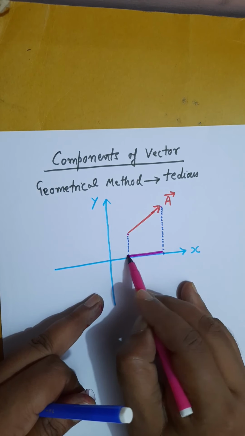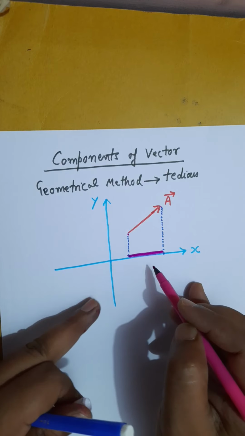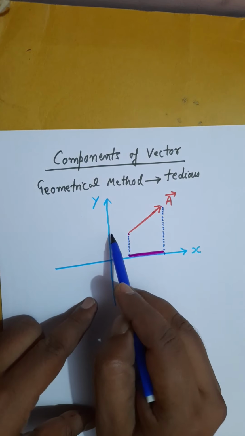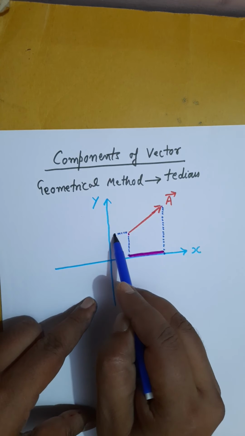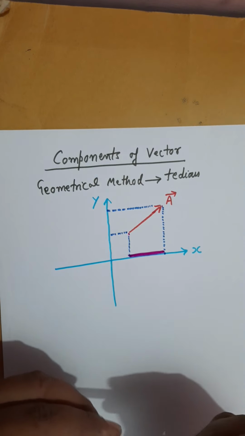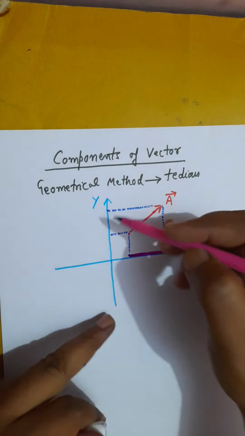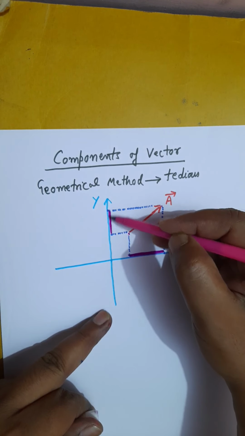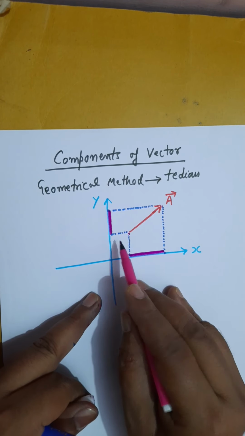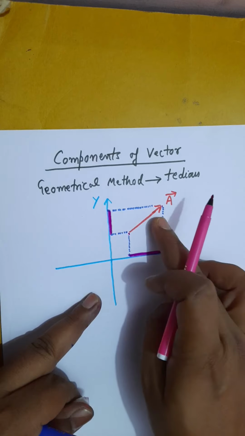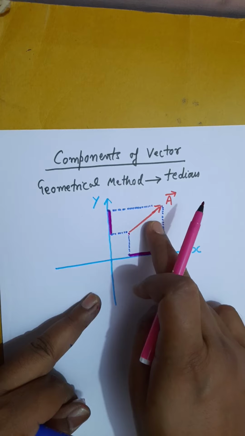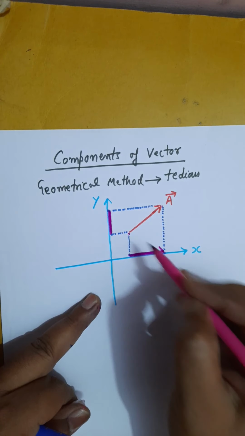You will get this length, right? And we will drop perpendiculars on the y-axis in a similar way. From this end a perpendicular on the y-axis, and from the other end a perpendicular on the y-axis. And now you get this much length on the y-axis between the two perpendiculars. Now put an arrow on these lengths in the same direction as given in the vector. Your vector is in the first quadrant, that is positive, so you will put arrows like this and like this.